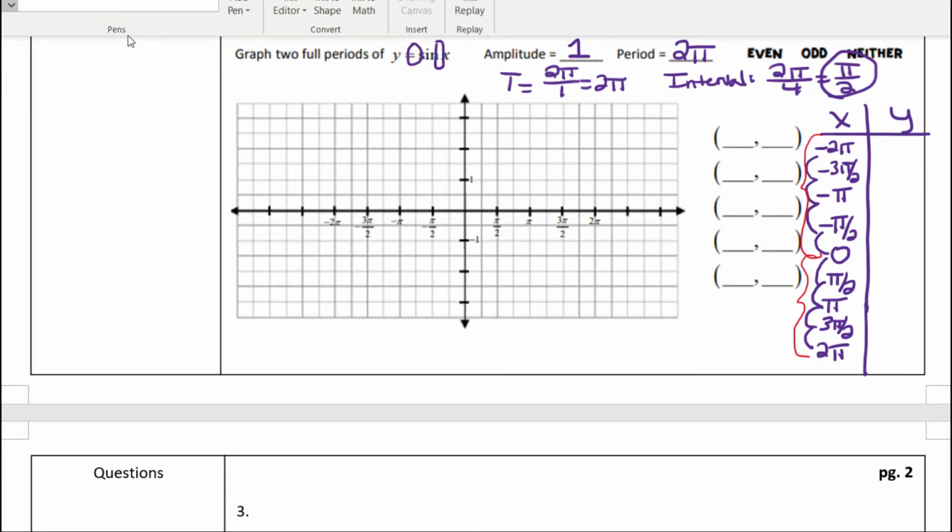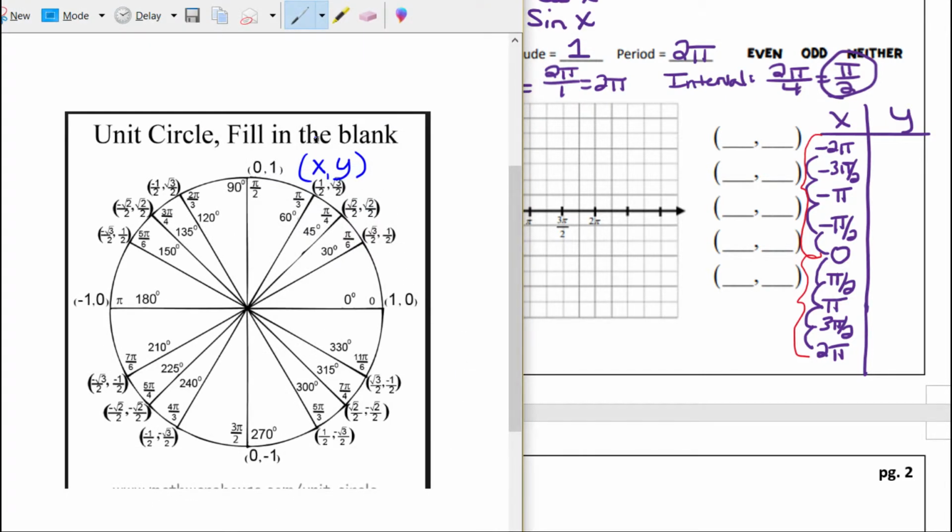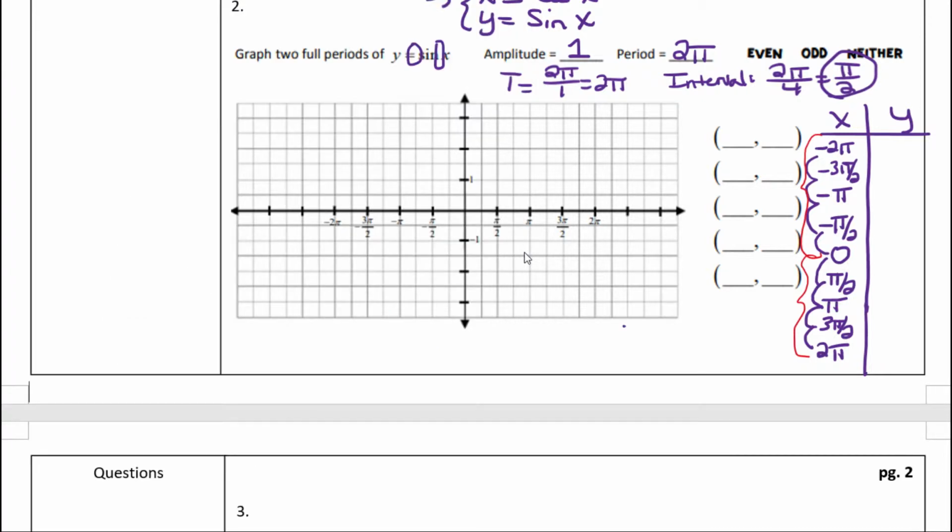Now we're going to use a unit circle. We want sine of 0. So sine of 0 from the unit circle, sine of 0 degrees. This is the 0 degree line. Sine is the y coordinate, okay? So this is my sine. Sine of 0 degrees is 0. So we have 0.